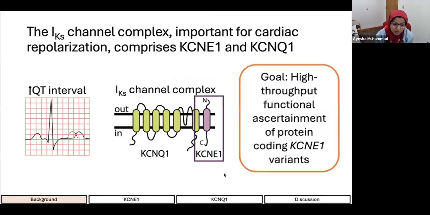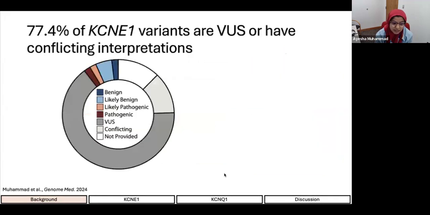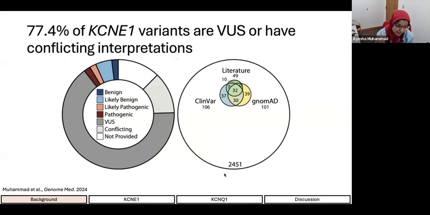So we started with KCNE1, and our goal was high throughput functional ascertainment of protein coding KCNE1 variants. The reason we started with this gene is because 77.4% of the variants in this protein are either VUS or have conflicting information. And the variants that are seen in ClinVar actually represent a small proportion of the total number of variants that are possible in this protein.